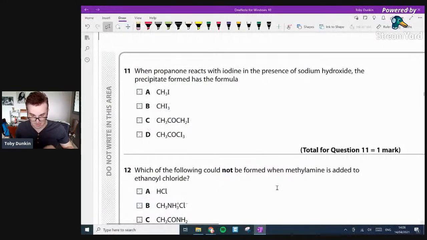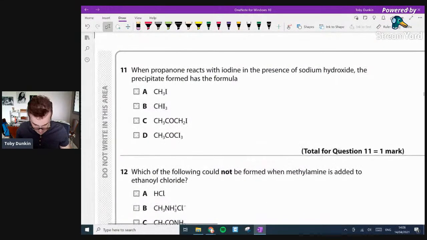Okay, so when propanone reacts with iodine in the presence of sodium hydroxide, it's what I'm tempted to do. I'm tempted to message one of my students and tell them to come online, because that would be really handy. Well, maybe I won't. Okay.